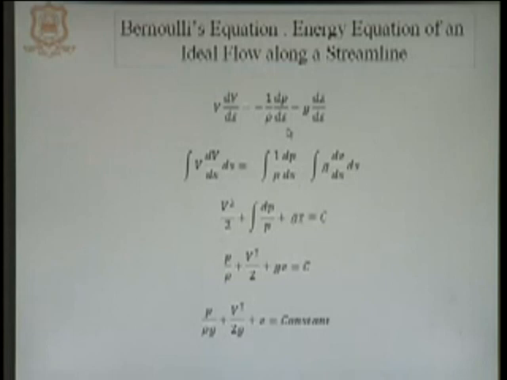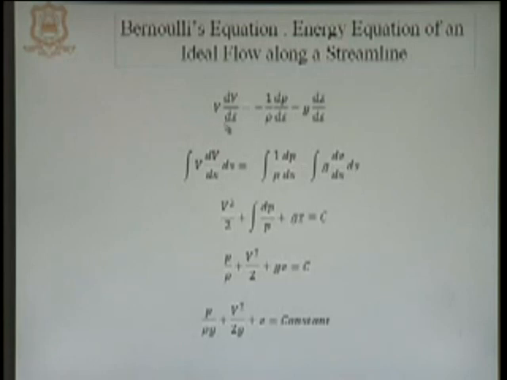So, this is V dV over ds is equal to minus 1 over rho dP over ds minus g dz over ds. For steady flow, the ∂V/∂t term has gone. So, from that equation we can write this equation for steady flow, right.